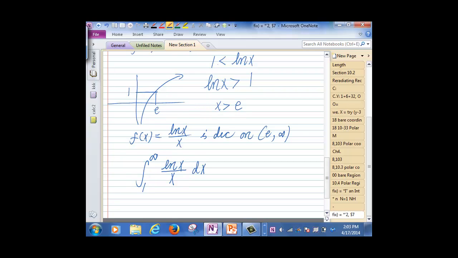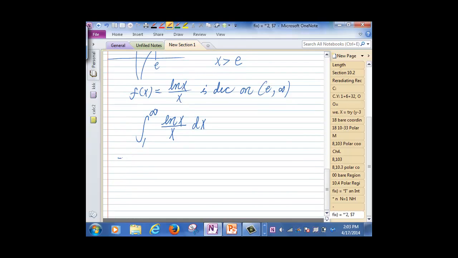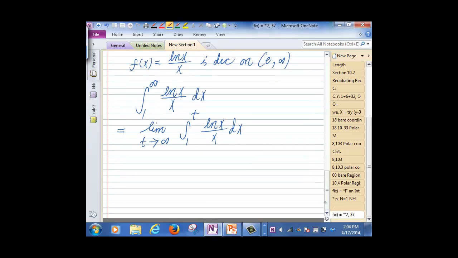Well, let's see. What is the value of this integral? Well, I have to take the limit as t goes to infinity of the integral from 1 to t of ln of x over x dx. Can someone tell me how to evaluate the integral? U sub, u is what? U is what? Say it again. Just x? ln of x, right?